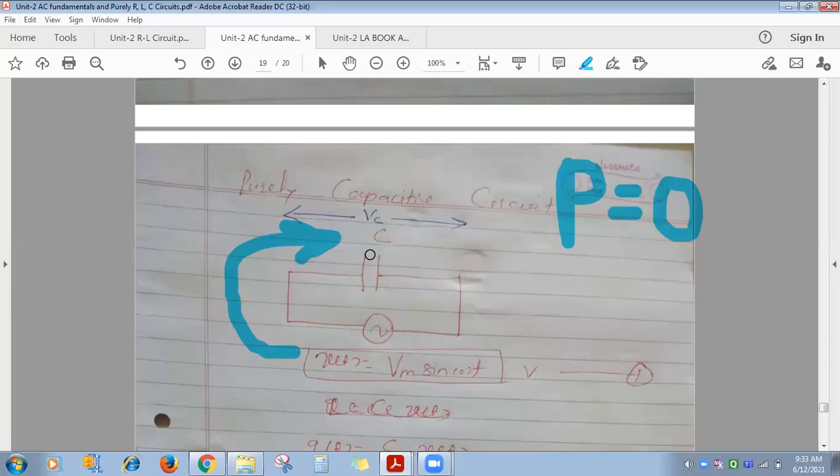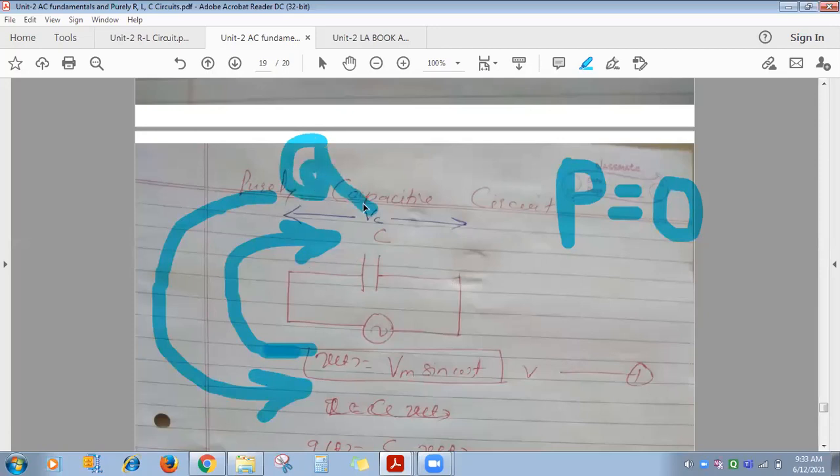So here, when current increases, power flows from source to load, and when current decreases, there is reverse flow of power. That is, power flows from load to source. This continuous flow of power from source to load and load to source is called reactive power. The formula for reactive power we are going to derive in the next topic: Q is equal to VI sin phi. Here sin phi is not 0, it is 1 for a capacitor. That's why some reactive power Q is there.